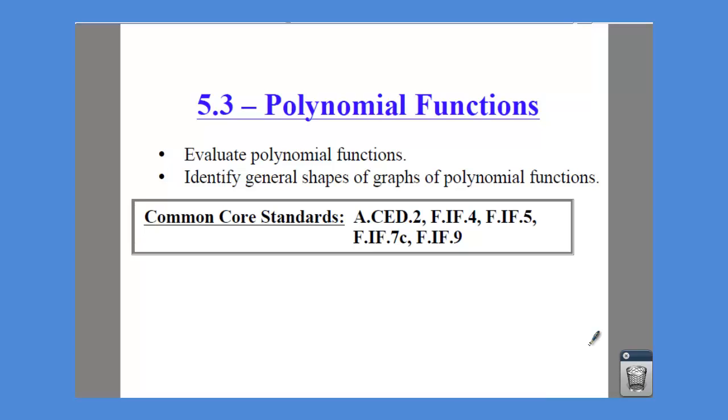Hola, and welcome to 5.3 polynomial functions. Here we're going to evaluate some polynomial functions, and we're also going to identify the general shapes of graphs of these functions. So we're getting ready to get into some fun graphing, not like that weak little graphing of quadratics where we only have one curve.